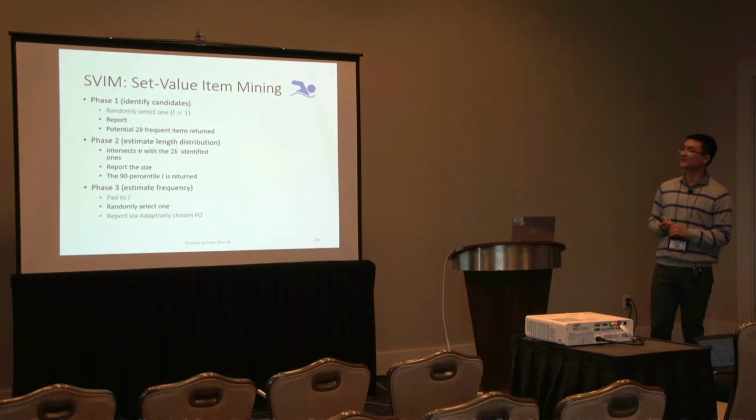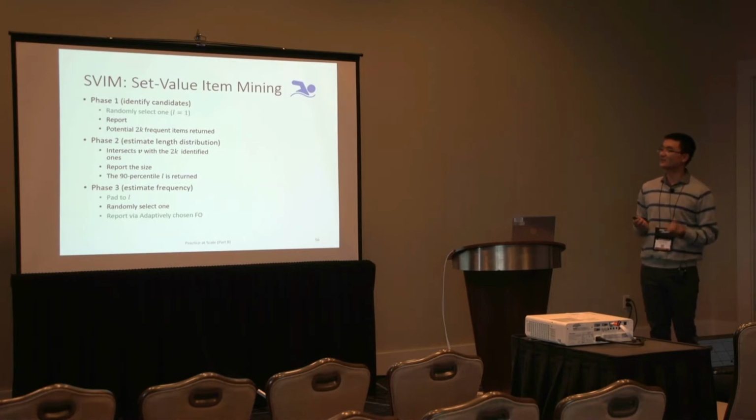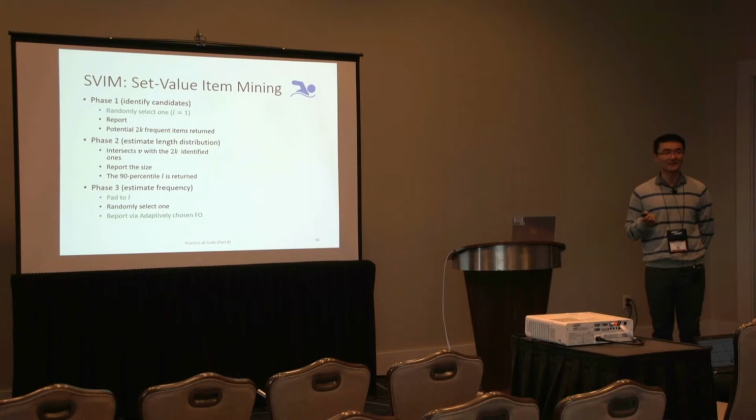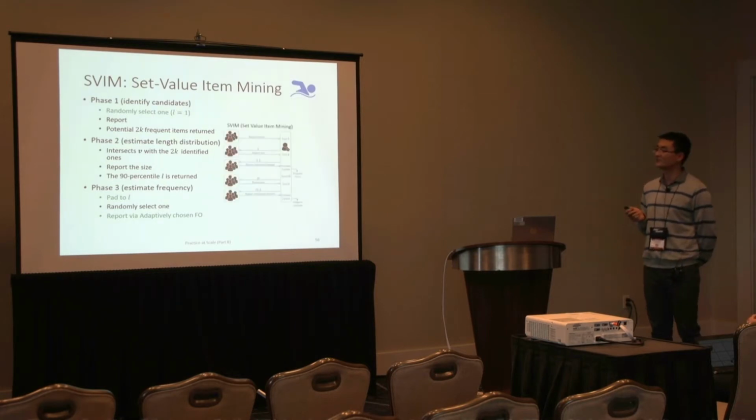So as a result, there is this SWIM method, which has 3 phases. The first phase is to identify the candidates, but only let L equal to 1 compared to a very large L. And the second phase is also estimating the... the second phase will be to estimate the length distribution. Instead of using 2K in the previous approach, we will use L, which is the 90th percentile in the distribution.